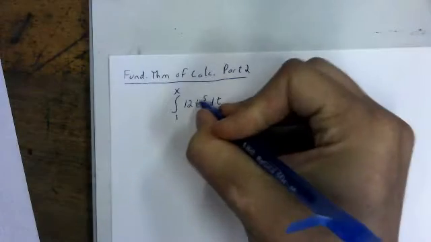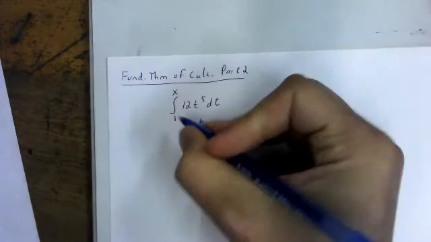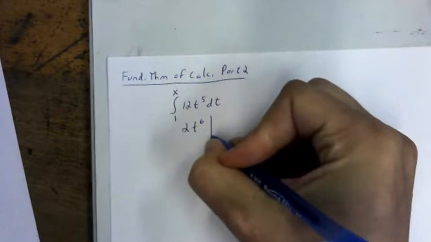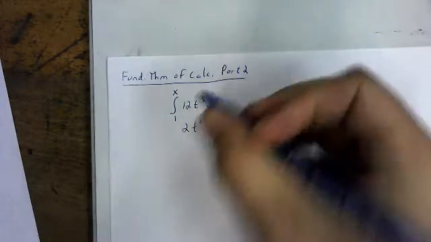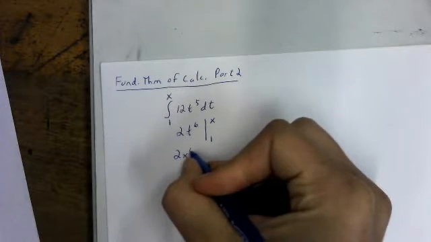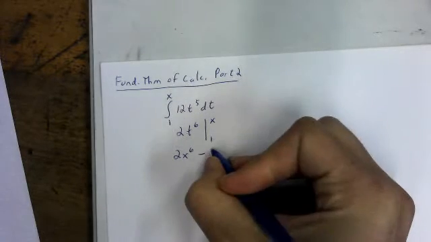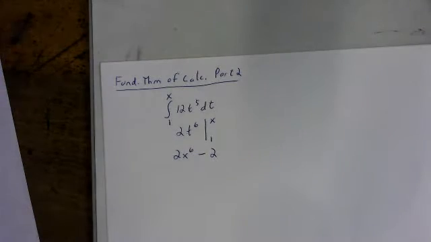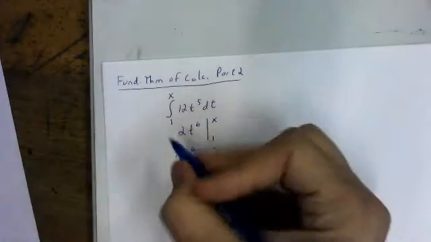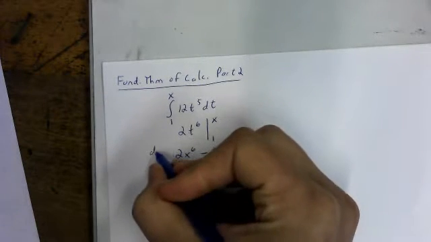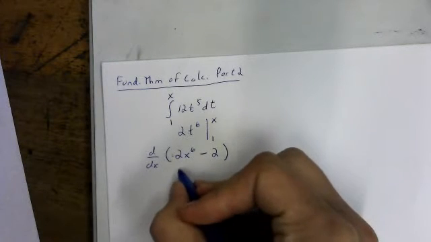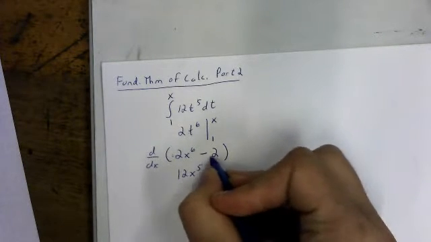Well, we would just integrate this and get t to the 6th, divide 12 by 6, and we get 2. And then we have to evaluate it from 1 to x. So now we would plug in x and get 2x to the 6th minus 2. Well, now let's say I wanted to take the derivative of this. If I take the derivative of this, you then get 12x to the 5th minus 0.